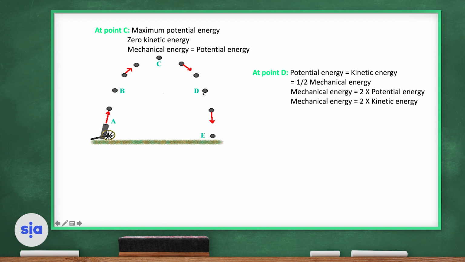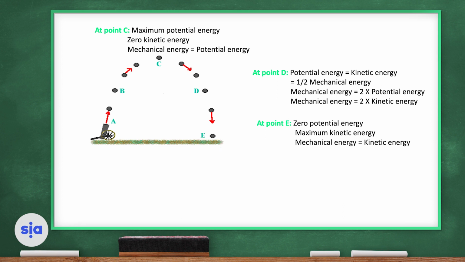At point D, this is half the way between the maximum height and the ground. The potential energy is equal to kinetic energy, equal half of the mechanical energy. Here, mechanical energy equals 2 times potential energy, and at the same time equals 2 times its kinetic energy.